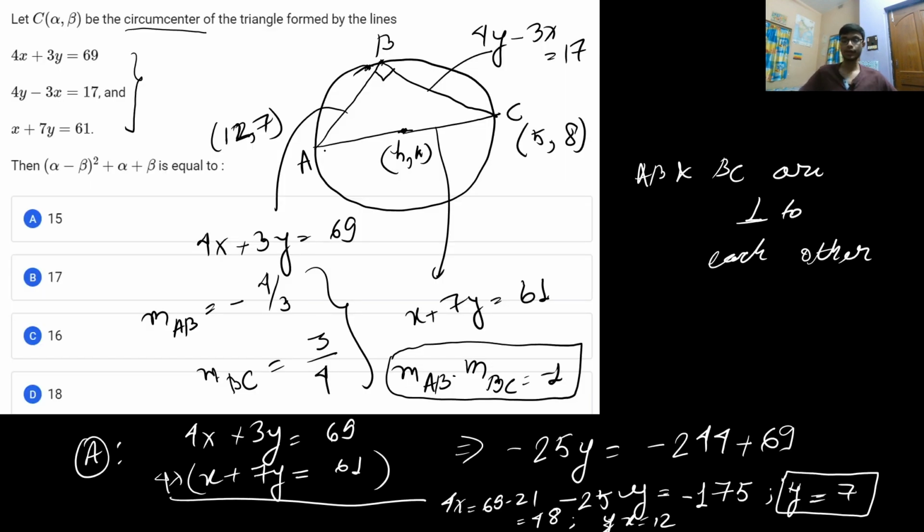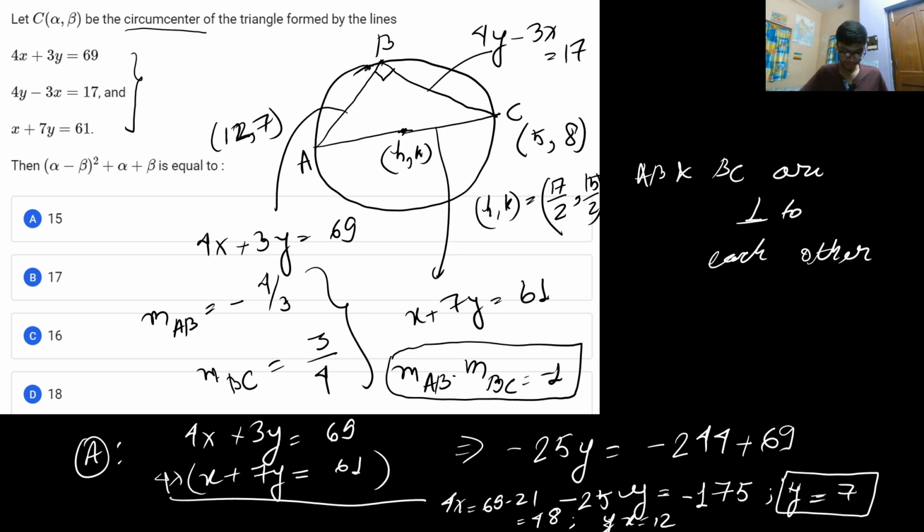So you got the coordinates, and that means the circumcenter, that is the center of the circle which is circumscribing the triangle, will be equal to (h, k), and this (h, k) will be nothing but the midpoint of this particular point. That means it will be equal to 17 by 2 and 15 by 2. So the coordinate will be (17/2, 15/2). Okay, I hope this is clear.